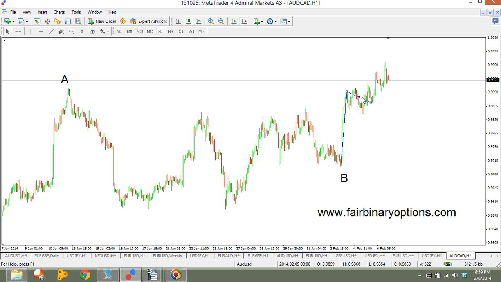What I'm trying to say is that in a first wave extension, the most time consuming is the second wave, and usually the third wave relates with something like 61.8 when compared with the previous wave. And then the fifth wave relates with something like 38.2 when compared with the length of the third wave. So even though it seems a bit complicated, it's not that complicated. And this is how an impulsive move or a first wave extension looks like.